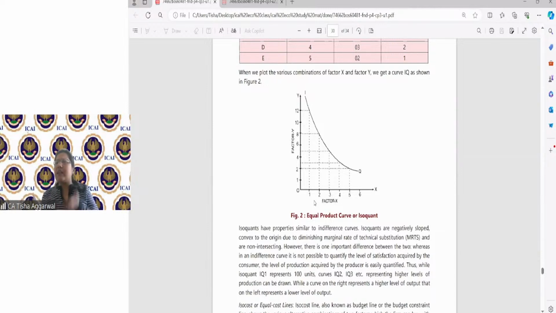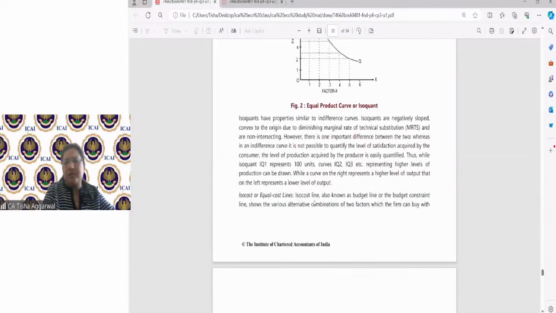So if you have to increase the factor X, you have to reduce the factor Y. If you have to reduce the factor Y, you have to increase the factor X. And this is how the output is going to be managed in such a way that the producer is going to be at ease. But please understand, you have to utilize this isoquant with the budget line.